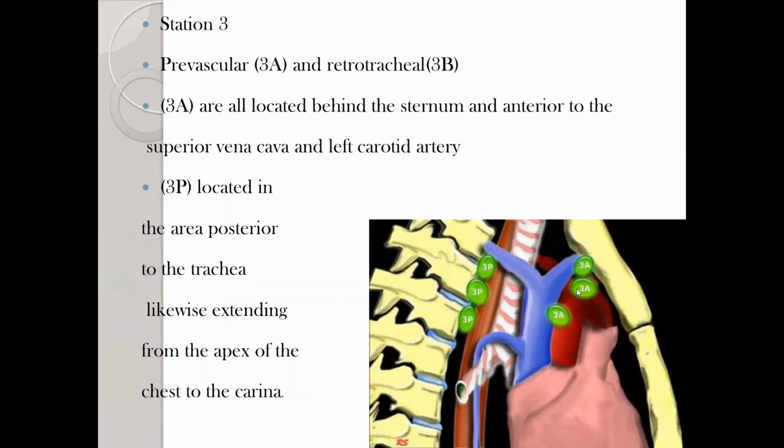Station 3 is better seen on a lateral view like this. The 3A nodes are the prevascular nodes, and 3B is the retrotracheal nodes. 3A is located right behind the sternum, but is anterior to the superior vena cava and the left carotid artery. 3B is the retrotracheal group of nodes, and as the name suggests, they are found behind, posterior to the trachea, and they extend from the apex of the chest to the carina.